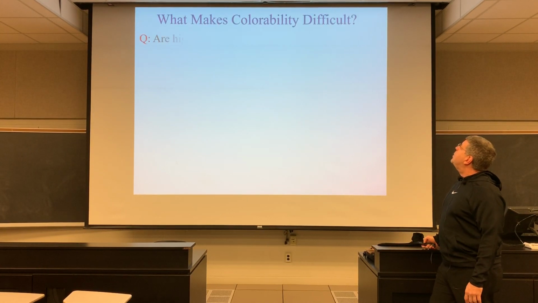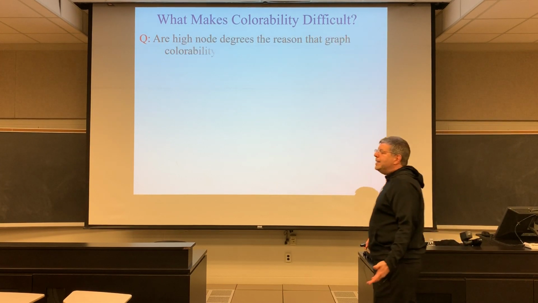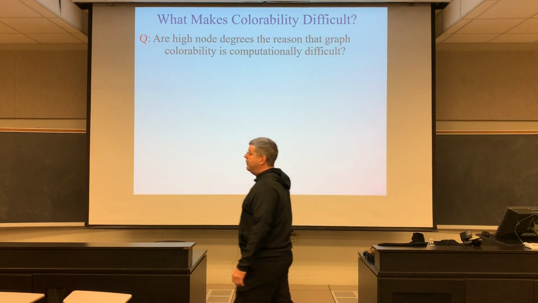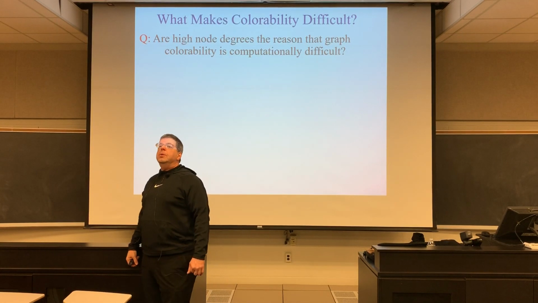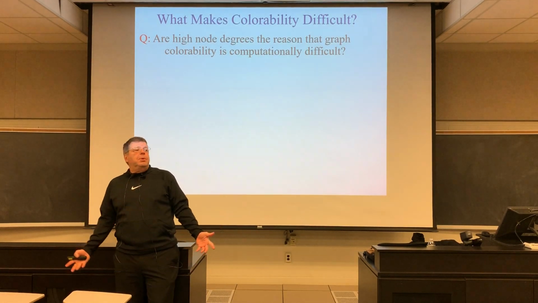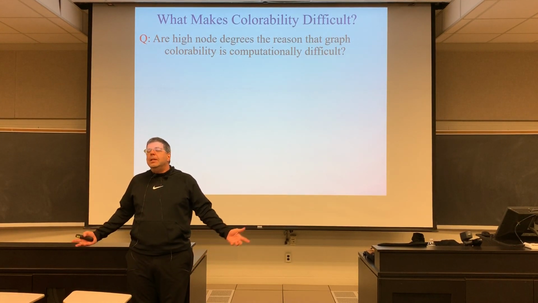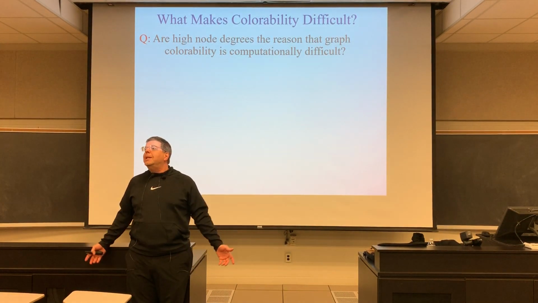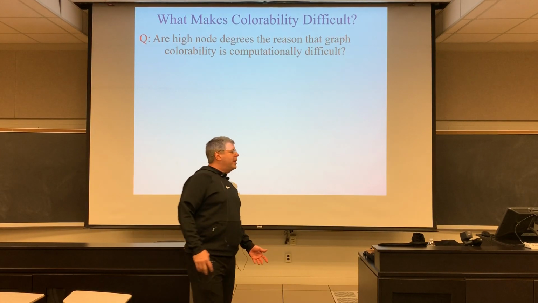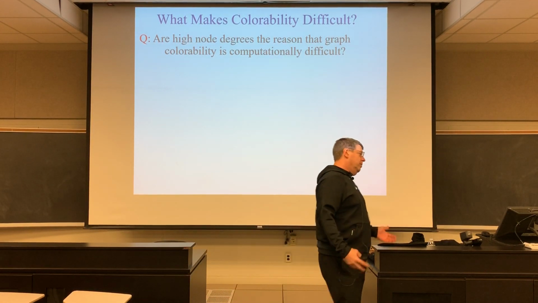Okay, so you might ask, what makes colorability difficult? Why is it so hard to paint the nodes of a graph in such a way that no two neighboring nodes share the same color? It sounds pretty innocent, right? Straightforward, kind of a task. What makes it so hard that humanity doesn't know of a polynomial time algorithm for it yet, or ever?